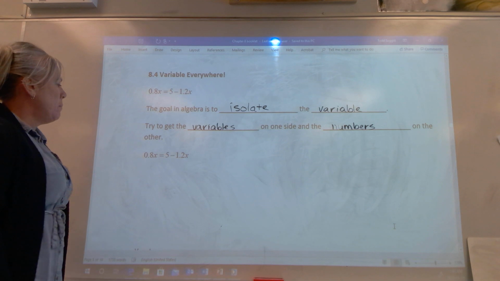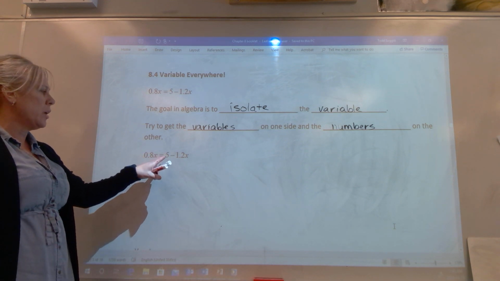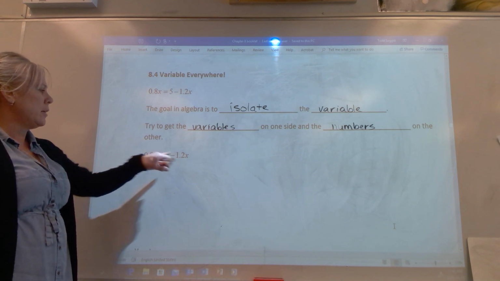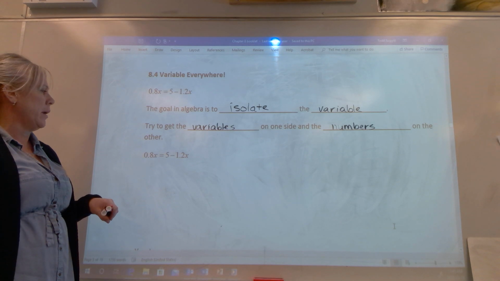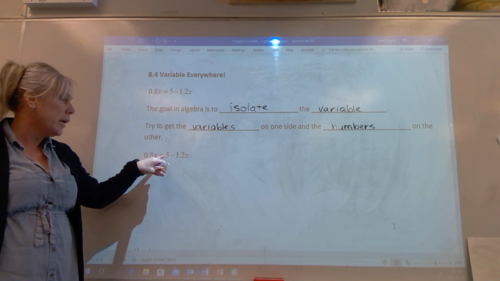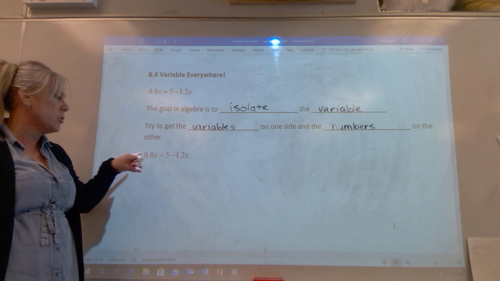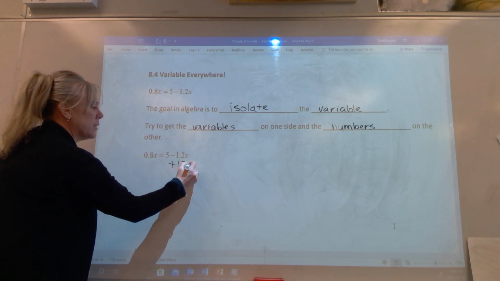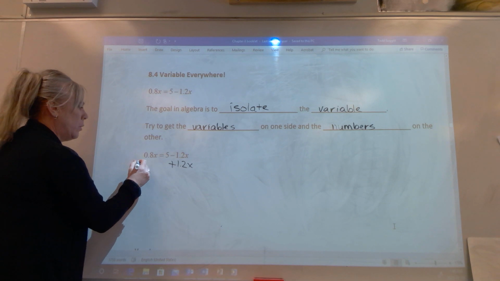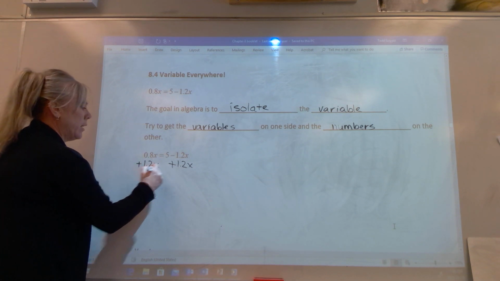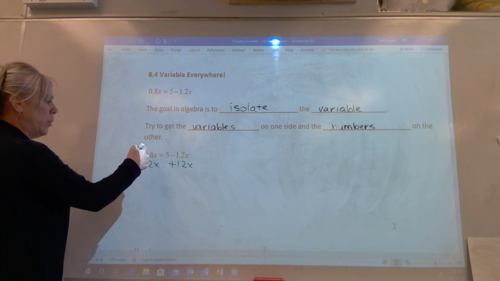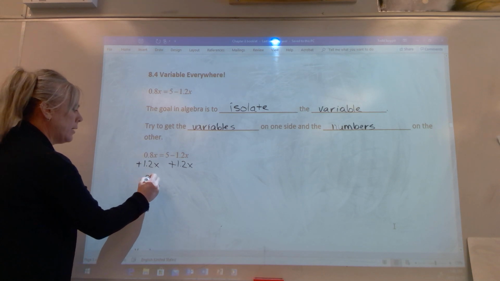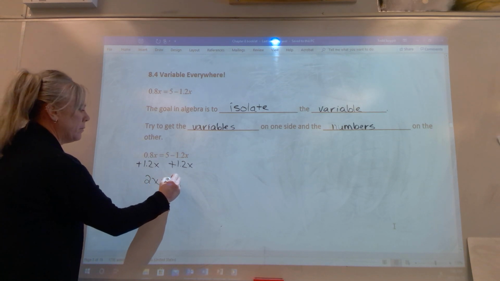So let's take this first example. We only have numbers on this side, so we're going to leave them. But we got x's here and x's here, so we want to get them all on the same side. Since our numbers are already here, why don't we take these and move them to join these guys? So we're going to add 1.2x on this side, so this cancels. We're going to add 1.2x on this side. So now on this side we have 1.2 plus 0.8, that's 2x, equals 5.